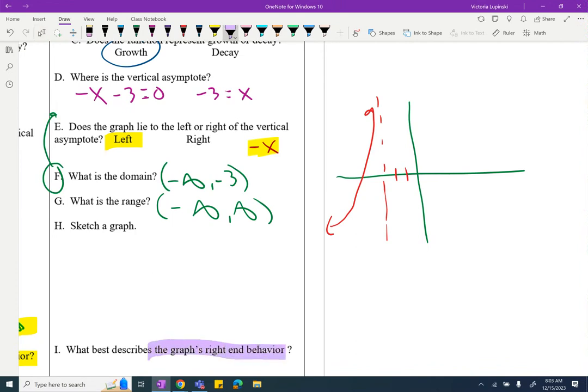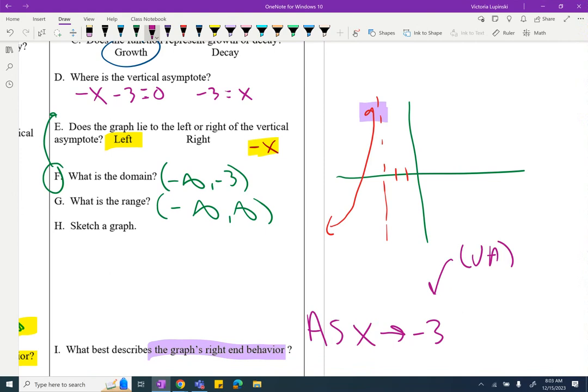What describes the graph's right hand end behavior? The right hand end behavior for the first time today is not going to infinity for the x. The x value is going to the asymptote. So you would have to write that as x goes to -3. And again, the reason why it's -3, that's the vertical asymptote. The graph does not exist anywhere past that.